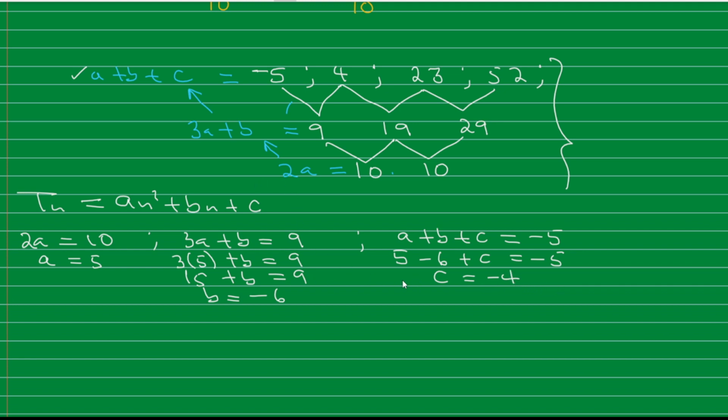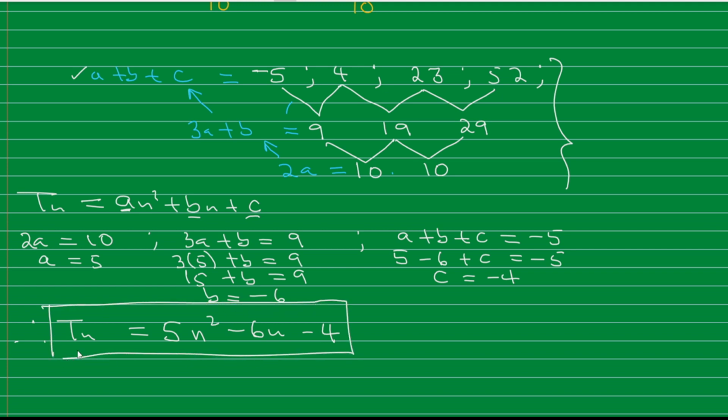So we got our A, B, and C, which means we can write our Tn. Therefore, our Tn is going to be 5n squared. We are now writing down the values of A, B, and C. Minus 6n minus 4. So that gives us the general term. The expression that we got here is our general term.